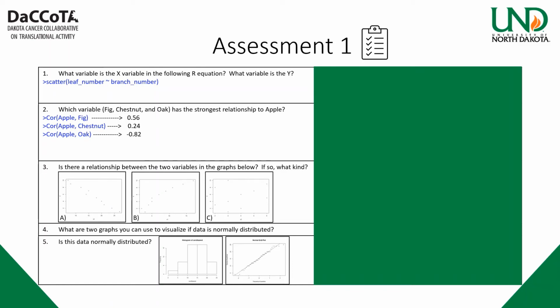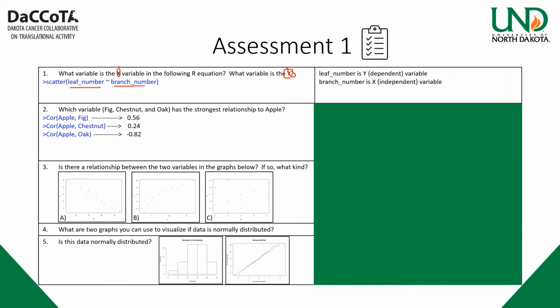So first of all, we're asking about the X and Y variable, so the dependent and independent for this R code where we have leaf number and branch number. And so leaf number is going to be the Y, the dependent variable. So we usually do something like, Y over on the left, tilde X, excuse my poor writing. And then the branch number, of course, would be X or the independent variable.